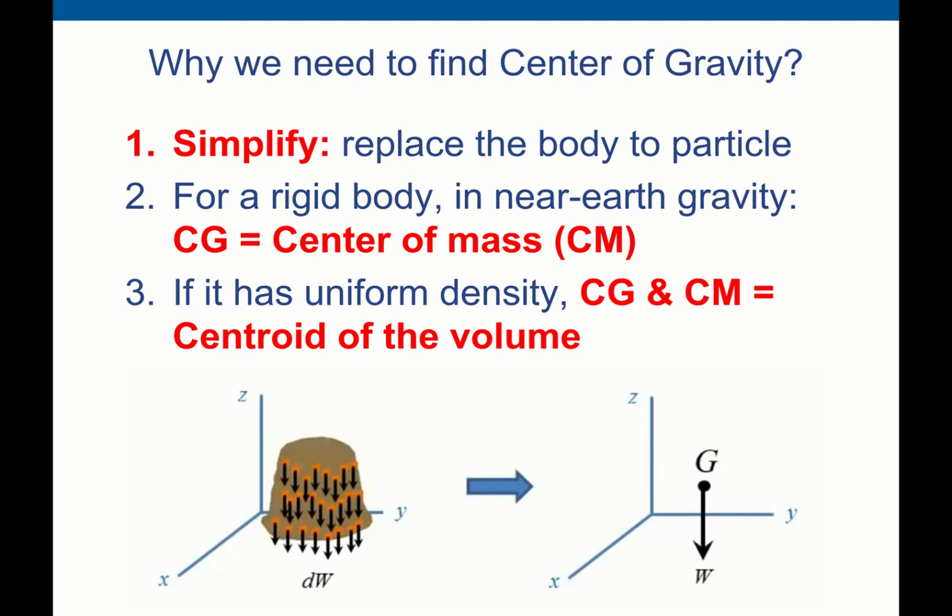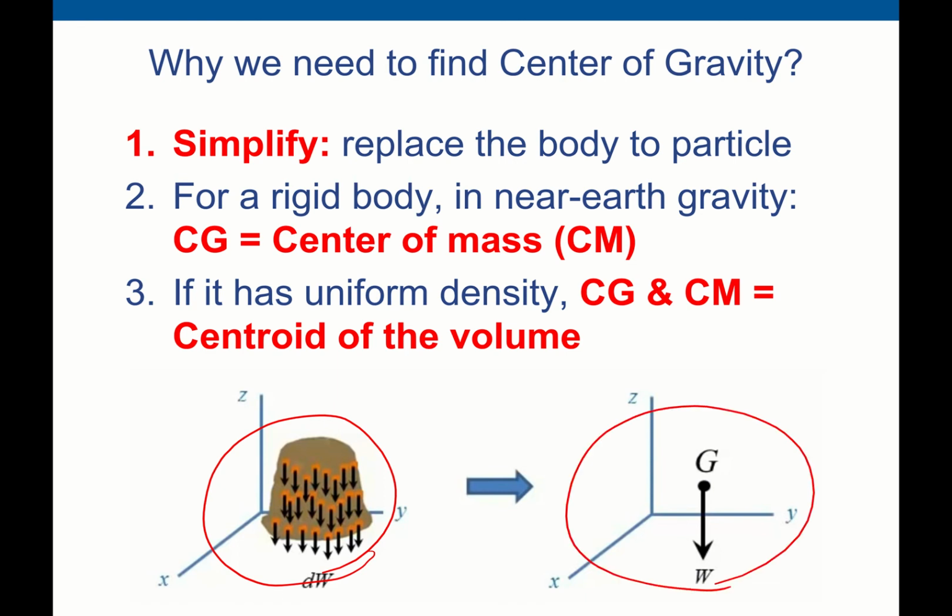So why do we need to find the center of gravity? Since we have so many particles, we can simplify the problem. Even though we have a lot of sand here, we can assume that there is only one particle, which is a rigid body, and the total weight would be the uppercase W. So we can simplify the problem.